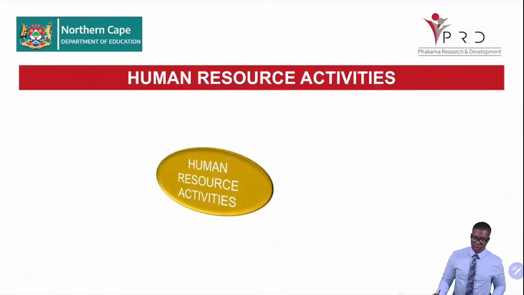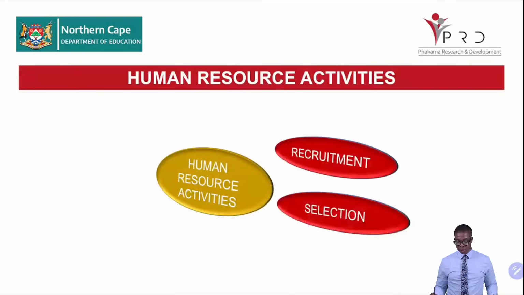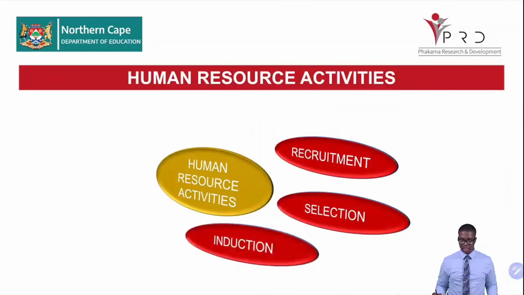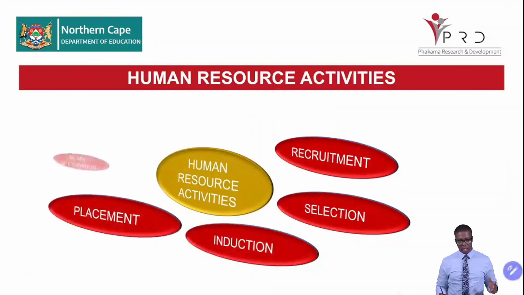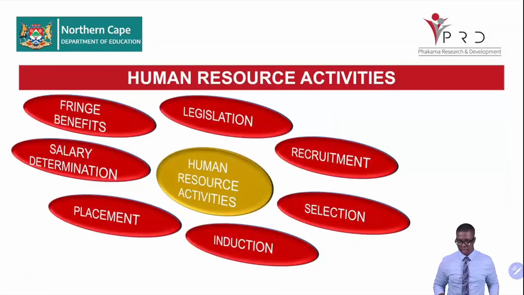Let's look into the first subtopic, human resource. Human resource function has human resource activities. These are the activities that the human resource manager or the function has to deal with. We have the first one, which is recruitment. Then we have selection. Then we also have induction together with placement. Then we have salary determination together with fringe benefits. Then there is legislation that the human resource function has to know in order to make sure that they comply with the law on how to deal with employees regarding the law.